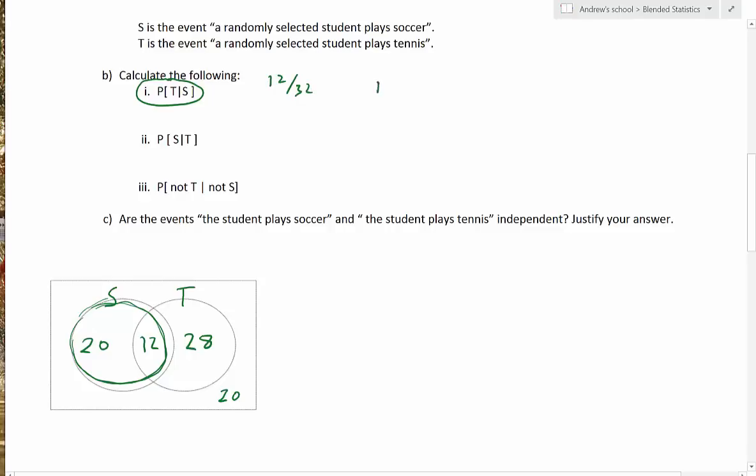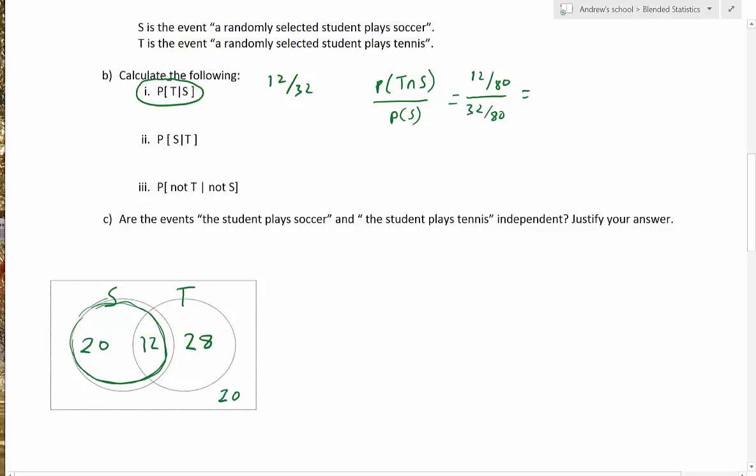Technically, the proper formula is the probability of T intersection S divided by the probability of S. The given condition is always underneath. And from this, the probability of T intersection S is 12/80ths divided by 32/80ths, and of course we get the same answer, 12/32ths.